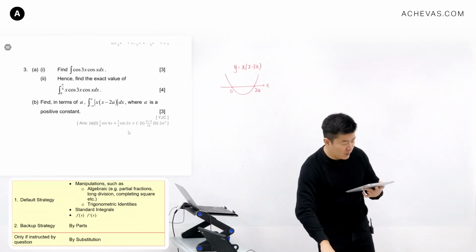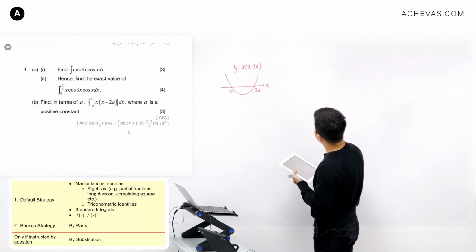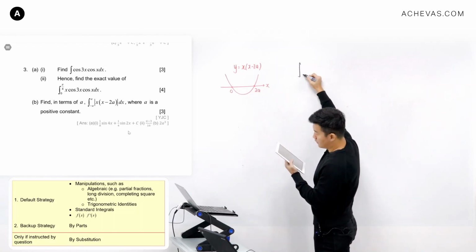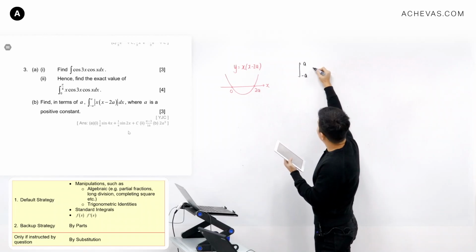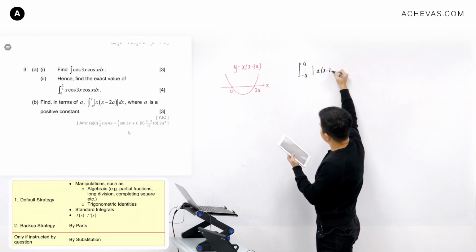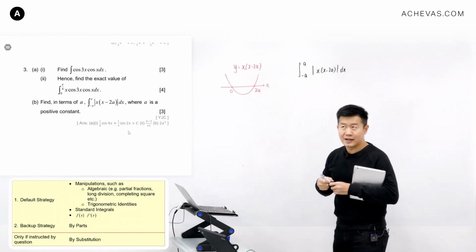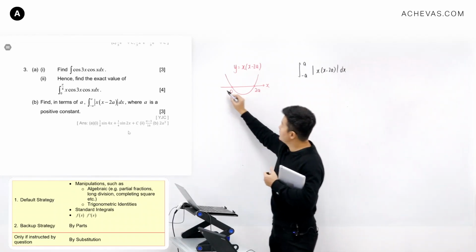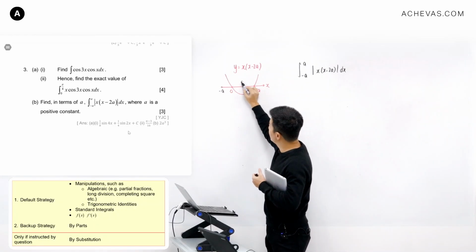And for the integration that we are trying to work on, we are trying to integrate from minus a all the way till a of the modulus of x minus 2a dx. So on this, where is minus a and where is a? Minus a will be somewhere here, minus a, and a is going to be somewhere here.